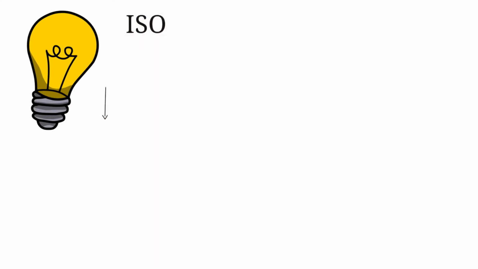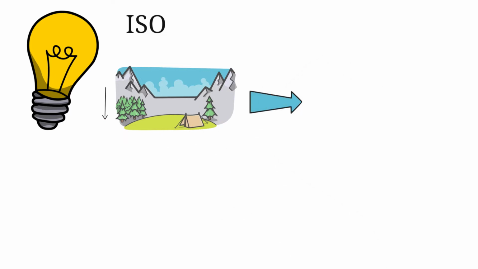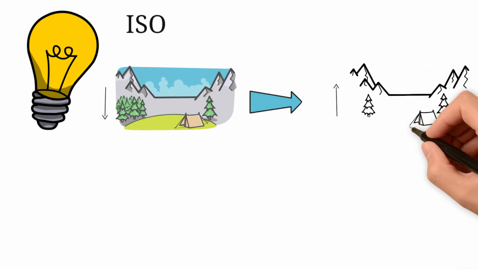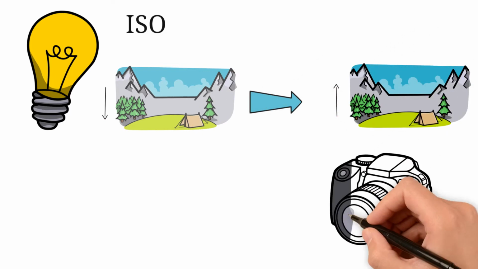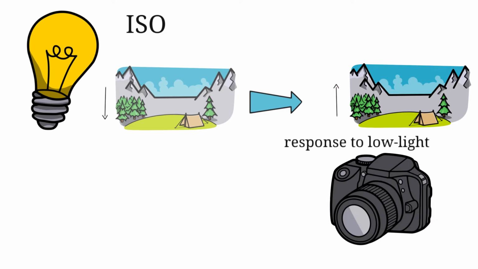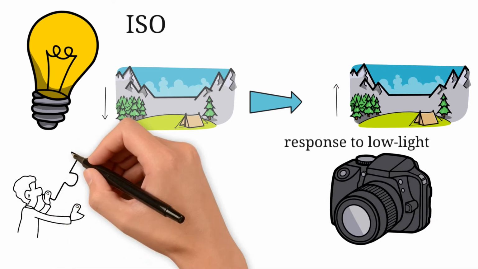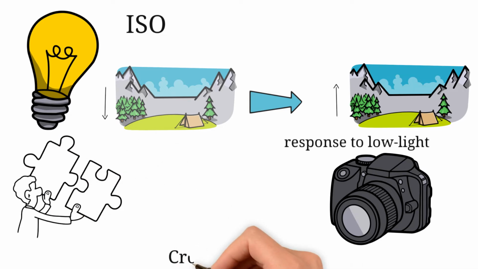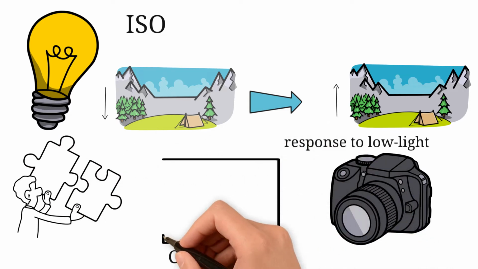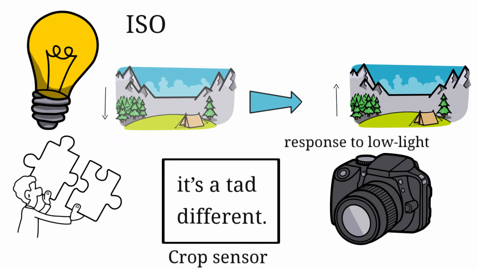A lower ISO number indicates less sensitivity to light, while a higher ISO number indicates more. Some full frames have an exceptional response to low light. You might want to reduce it a bit or play around till you find the perfect one. That's it for full-frame camera users. If you have a crop sensor camera, it's a tad different.